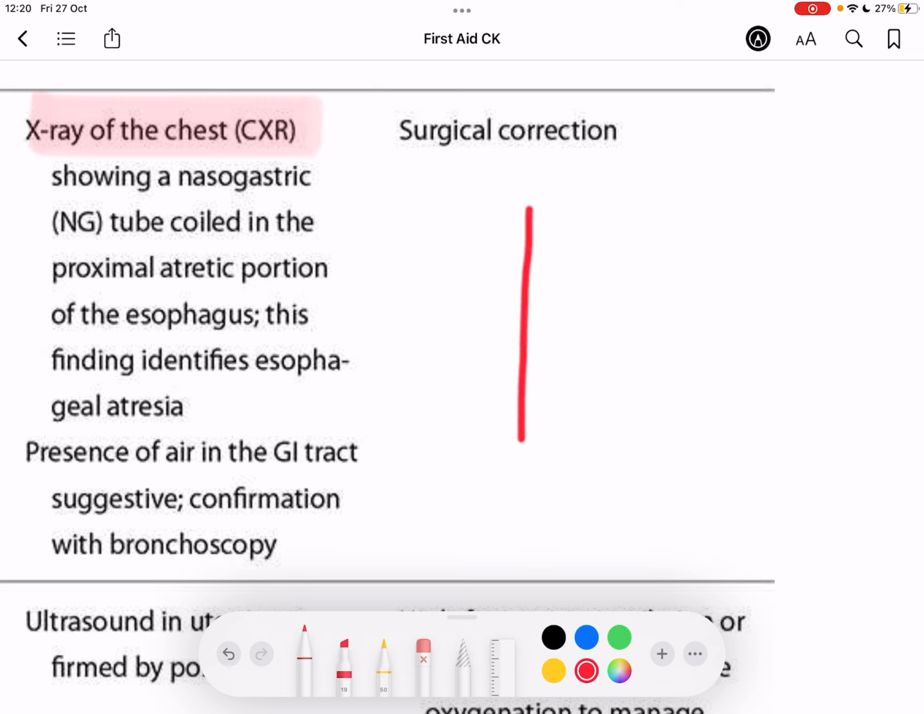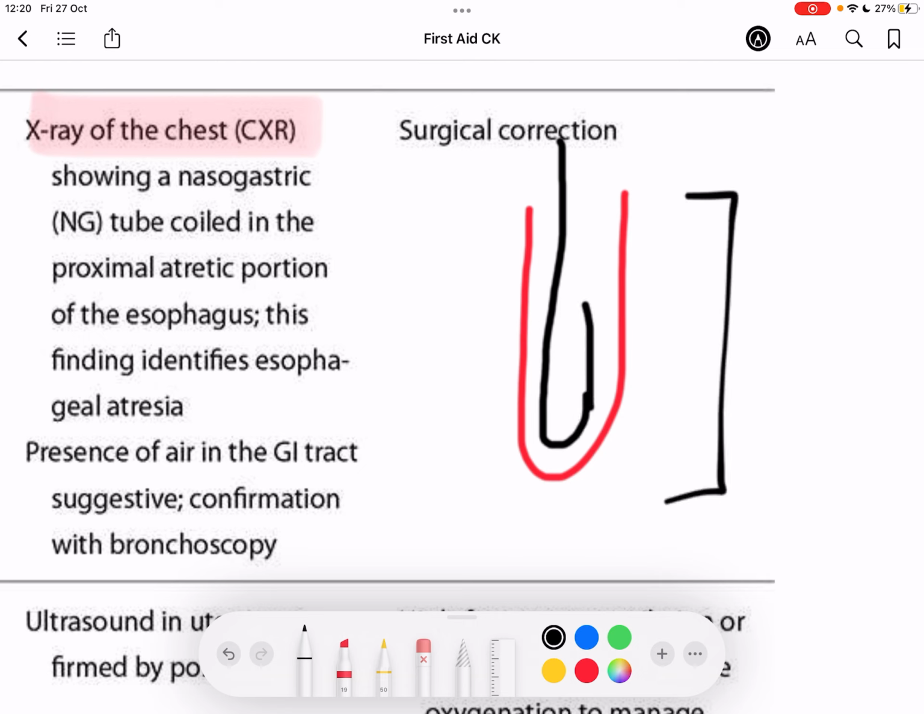So let's just say we have our proximal esophageal atresia, which is the most common type. If we pass the NG tube down, it's going to coil up like this, okay? This is actually a radiological finding that is seen. It's the NG tube coiling in the proximal atretic portion of the esophagus, and this is identifying the esophageal atresia.